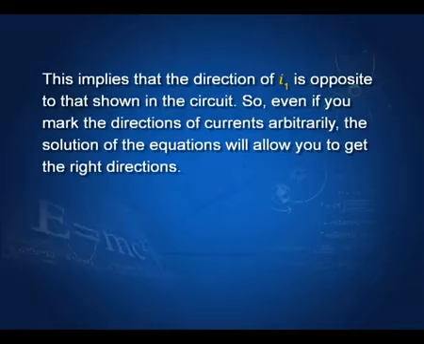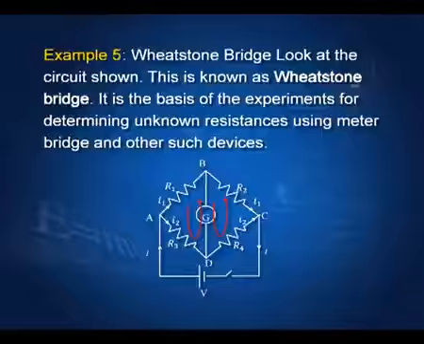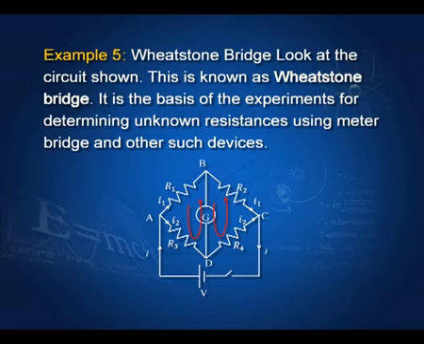This implies that the direction of I1 is opposite to that shown in the circuit. So, even if we mark the direction of currents arbitrarily as we did, the solution of the equation will allow you to get the right directions. So, with Kirchhoff's laws, if you have given data, you can find whatever you want to find, resistances, voltage, currents and so on. The important circuit is the Wheatstone bridge. This is the basis of your experiments with meter bridge and potentiometer and so on.